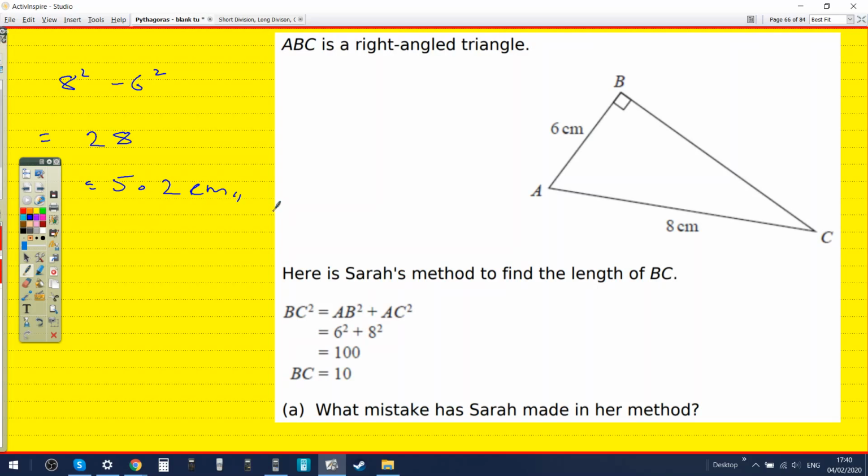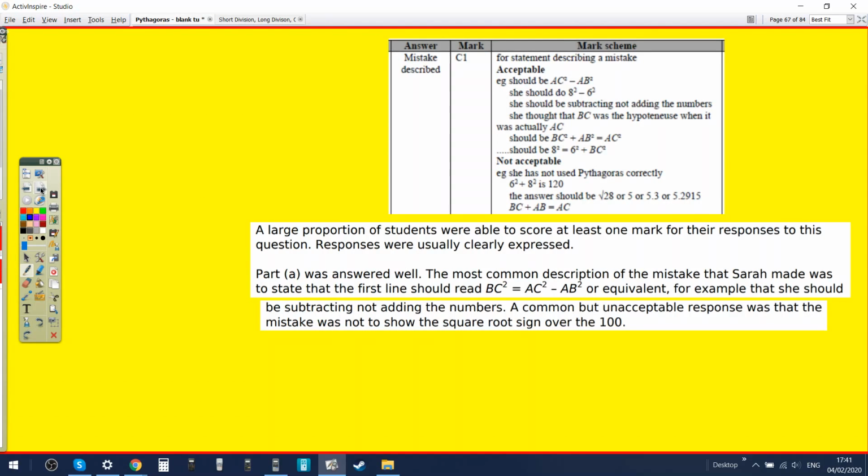She did the calculation wrong. So what did you do? What was your calculation? I did minus. What did she do? She did plus. So you would say something like that. Working out the correct answer is the best way to do it. But you would say, she did 6 squared plus 8 squared. She should have done 8 squared minus 6 squared. Yeah. Any questions with that? Nope. Okay, we're doing okay.